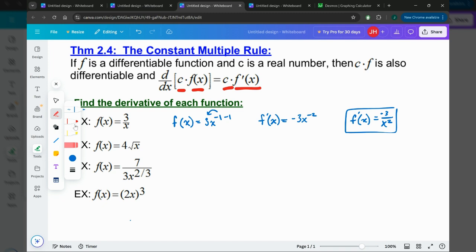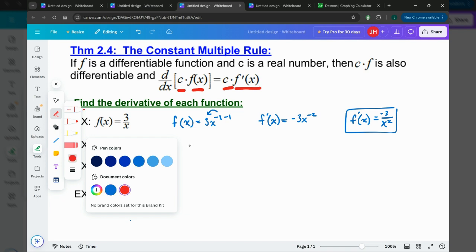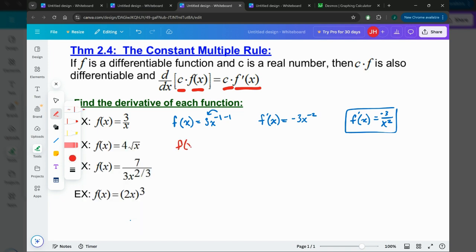The next one, we also have 4 times a function. This one would be f of x equals 4 times x to the 1/2. Well, with your derivative, you're going to bring that 1/2 out front and multiply, just like it says here. You're going to multiply by c, or we're going to multiply by 4. That would give me 2. Subtract 1 from the exponent.